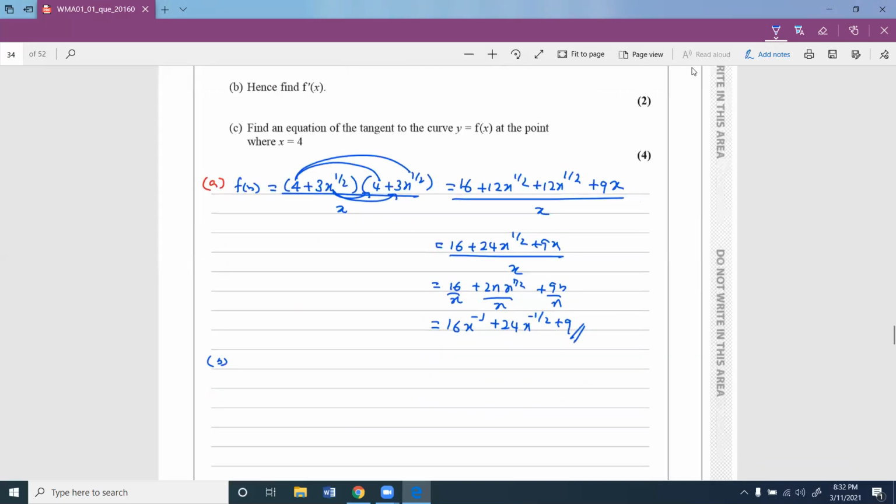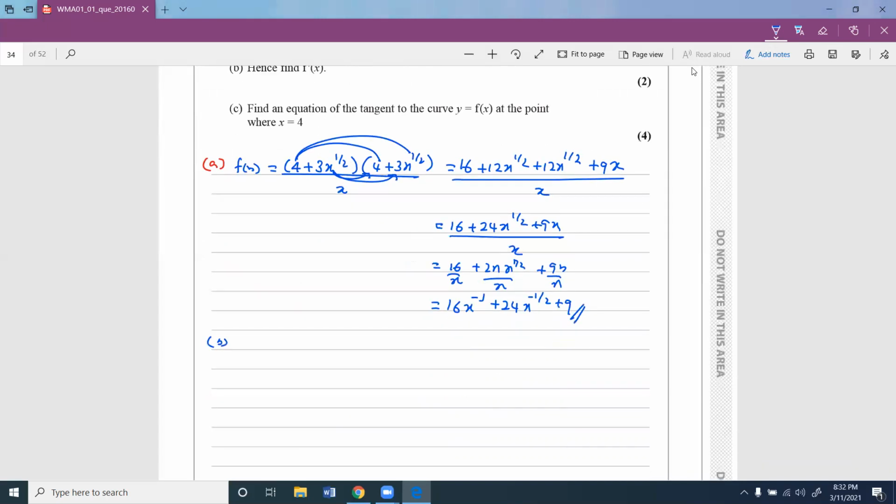f dash x is the first differentiation. So you can write f dash x. If you differentiate the first part of it, 16 into minus 1, x to the power minus 1 minus 1 is minus 2. Plus 24 into minus half, x to the power minus half minus 1 is minus 3 over 2, plus 9, whose differentiation is 0. So the answer is minus 16x to the power minus 2, that is x squared, minus 12x to the power 3 over 2. That's the differentiation of that.